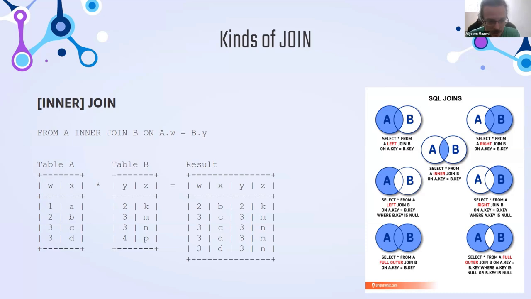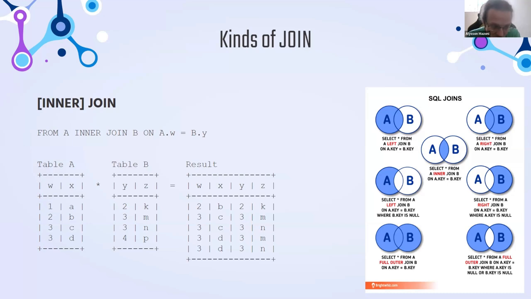This is called the inner join. I do not show what does not come in both tables. Similarly, that is what happens with the value 4 in column Y of table B, because there is no matching for this value in table A. So this row will not show in the resulting table.